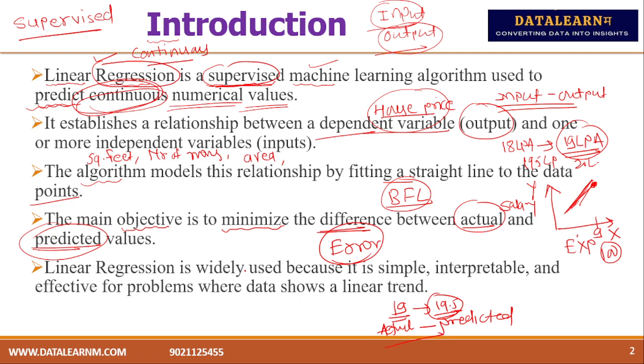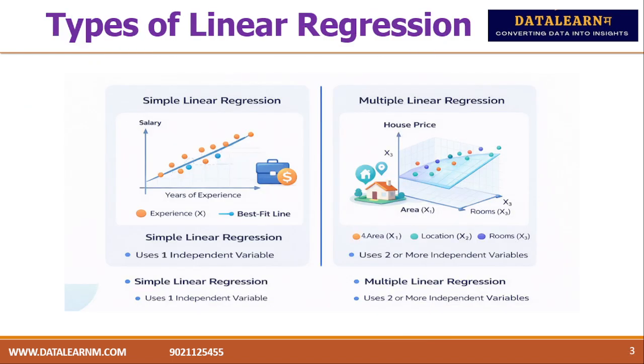Linear regression is widely used because it's very easy to implement, interpretable, and effective for problems where data shows a linear trend. Whenever there is a linear relationship between input and output, linear regression is the best choice. Many algorithms are there. This is a very basic algorithm, but it can give you the best results depending on the data. If your data has a good linear relationship between input and output, linear regression will work fine. So this is some introductory part about how linear regression works.